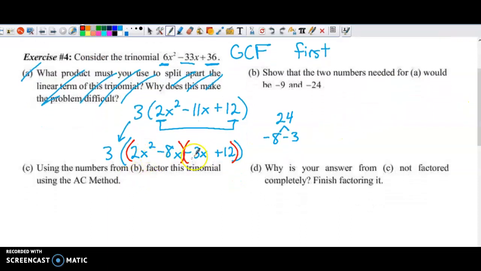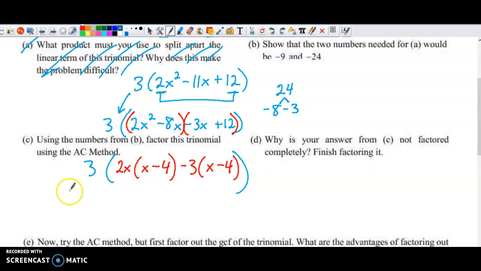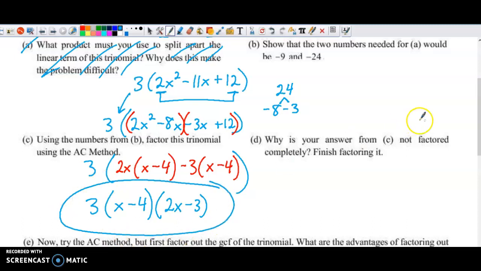And your greatest common factor in the first 2 terms is 2x. And you're left with x minus 4. And then the greatest common factor in the last 2 is -3. And be careful, you have to change the sign of each. So it is x minus 4. Like I said earlier, that 3 is still in front. So your final answer would be writing the 3 in front. And then you have x minus 4 once. And then 2x minus 3. Just like that.